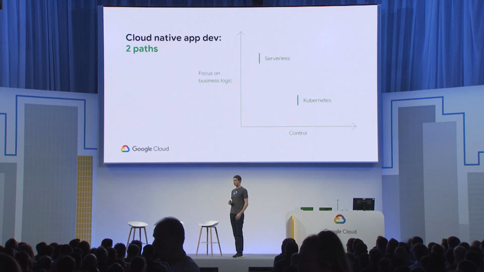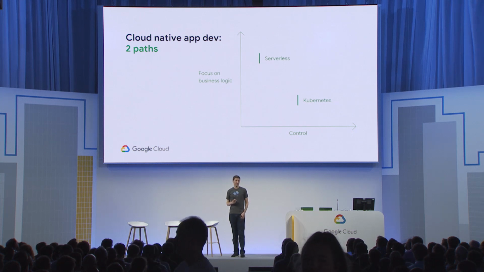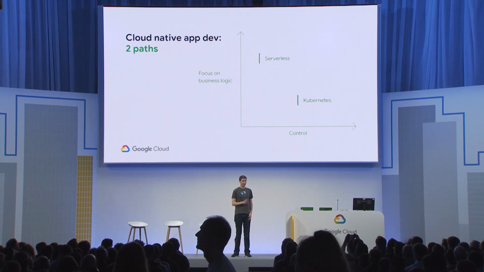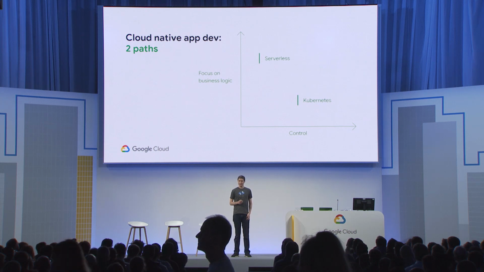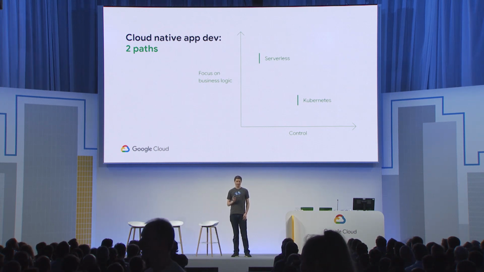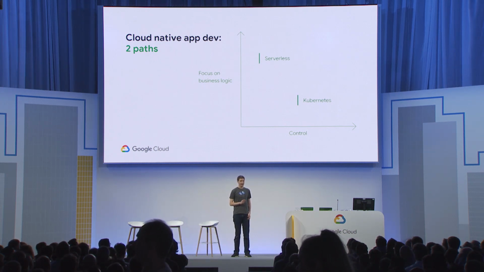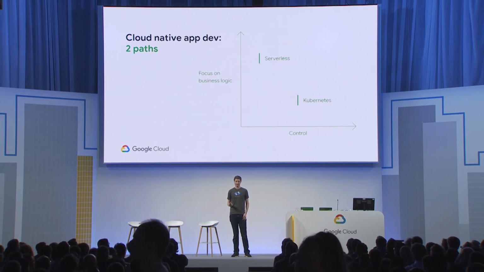Thanks, Nicole. Hi, everyone. I'm Russel Wolf, the product manager for Cloud Code, and I'm here to talk to you about the paths to cloud native on Google Cloud. There are essentially 2 approaches to cloud native app development: Kubernetes and serverless. It really boils down to how much control you want over the stack versus how much you want to be able to focus entirely on your business logic.